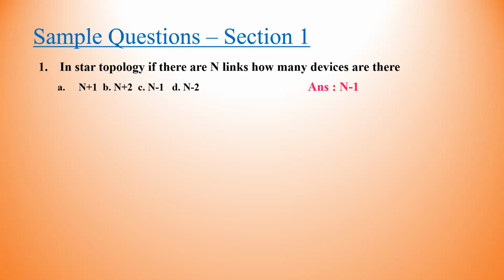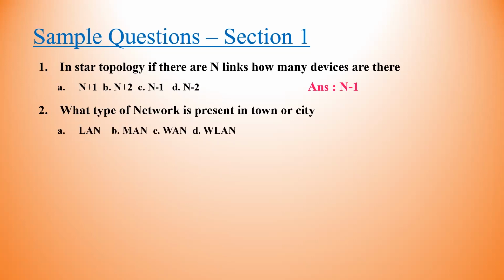Moving to the next question. What type of network is present in a town or a city? The options will be LAN, MAN, WAN, and WLAN. And this is a pretty simple question. And the correct answer is option B, MAN.